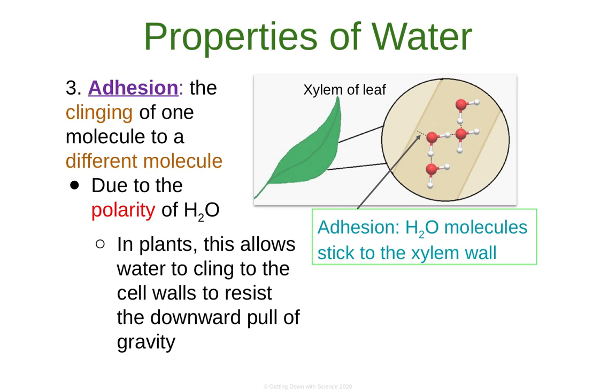Adhesion is the clinging of one molecule to a different molecule. So, how much does water like to cling to other things besides water? Now, this has to do with the polarity of water. In plants, it allows water to cling to the cell walls inside of the xylem of the leaf, and that clinging to the walls resists the pull of gravity downward. And that's how water goes through the roots, up the stem, and through the leaf system. It's the adhesion that water molecules have to stick to the inside walls of the xylem.